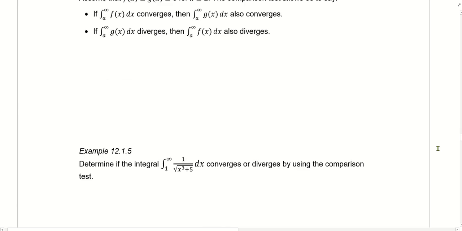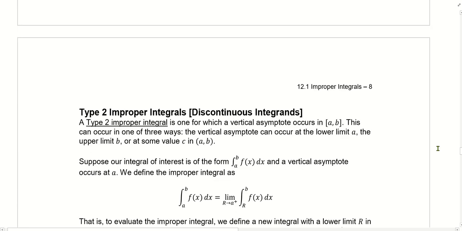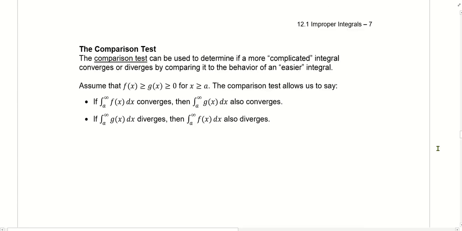Now, the one other thing I want to talk about here before we start talking about type 2 improper integrals is this thing called the comparison test. So the comparison test is really useful when you're looking at a more complicated integral because it can be used in certain cases to determine if a complicated integral, one that's hard to evaluate, converges or diverges by comparing its behavior to the behavior of a quote-unquote easier integral, or an integral where we might know how it behaves.